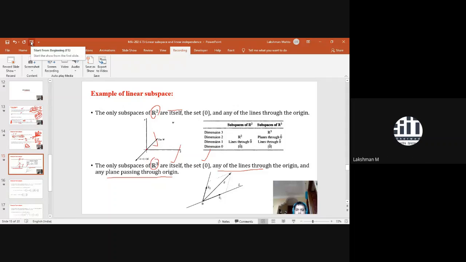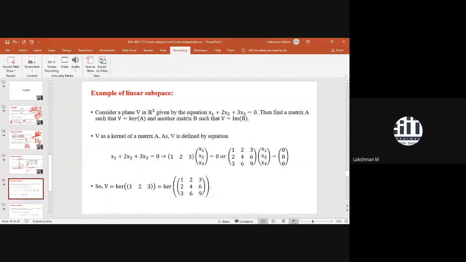Yes, sir, the slide is visible. Okay, visible. So here, picture through picture, it would be clear.